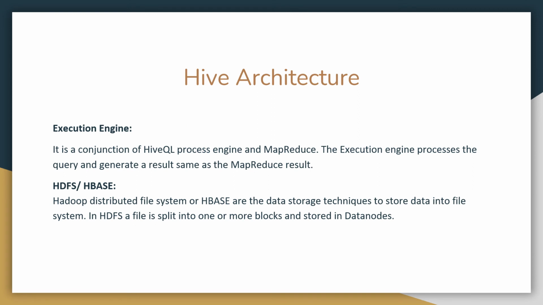The next component is execution engine. The conjunction part of HiveQL process engine and MapReduce is Hive execution engine. Execution engine processes the query and generates results the same as MapReduce results. It uses the flavor of MapReduce. And the last component is HDFS or HBase data storage. Hadoop distributed file system or HBase are the data storage techniques to store data into file systems. So this is all about Hive architecture.